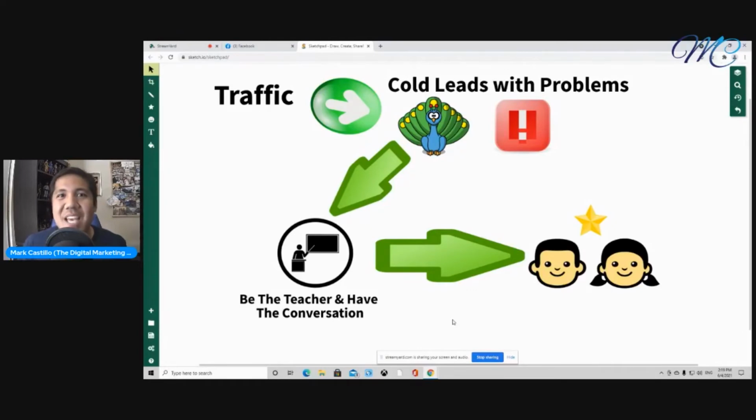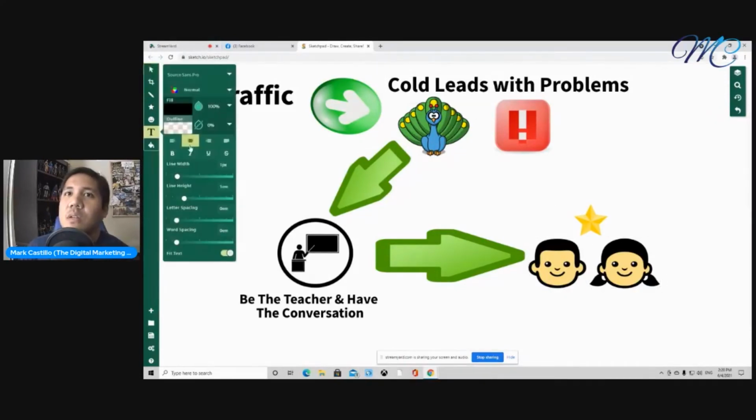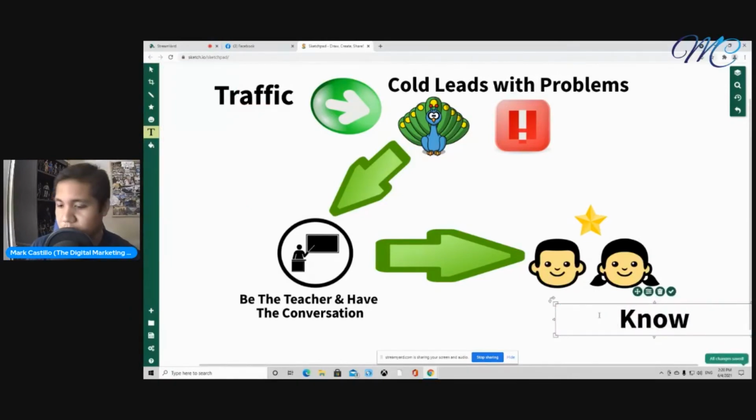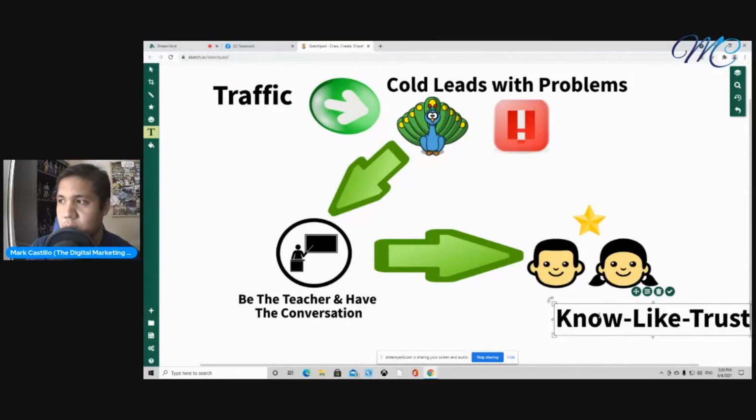Because at the end of the day, what you are really doing in email marketing, which leads me into this next image right here with the boy and the girl and the star, signifies building that know, like, and trust relationship. So let me go ahead and write that in here. Know, like, trust relationship.